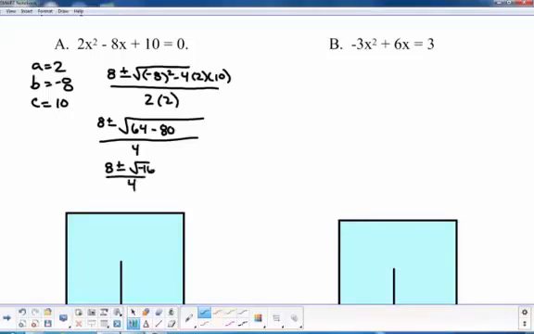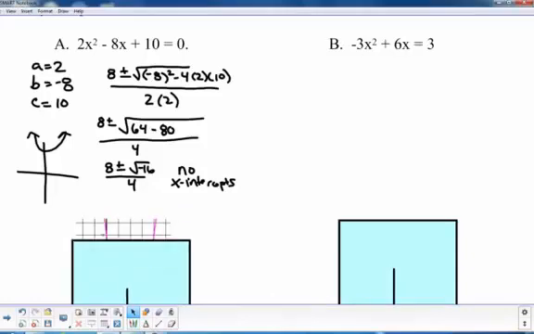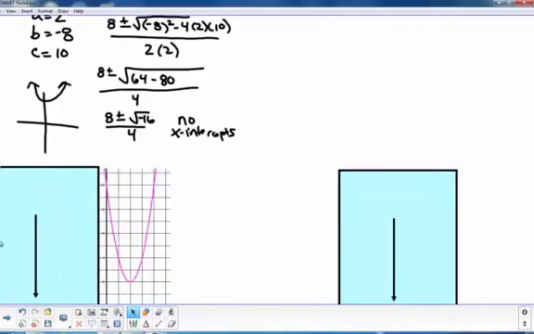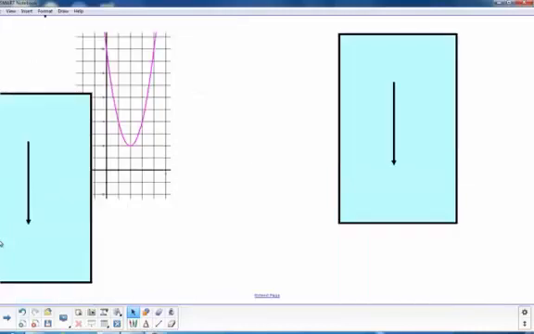So what this means is that there are no x-intercepts. This graph is going to be floating up here somehow, somewhere. It's never going to cross the x-axis. So there are no solutions for the x. It looks like this, exactly. Go down. Okay.